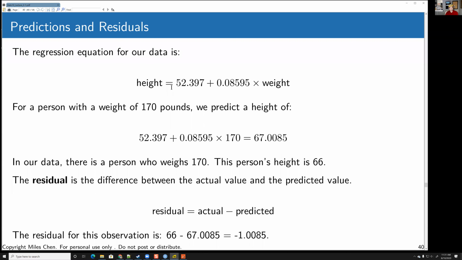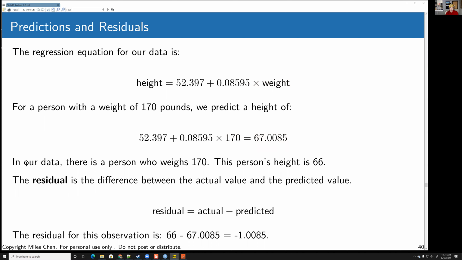So the regression equation that we've established, either by finding it ourselves or using the computer, is that the predicted height is 52.397 plus 0.08595 times the weight. And if we want to make a prediction, you just plug in whatever value you have for the weight. So if a person has a weight of 170 pounds, we plug in this value, and it gets calculated, and the predicted height will be 67.0085.